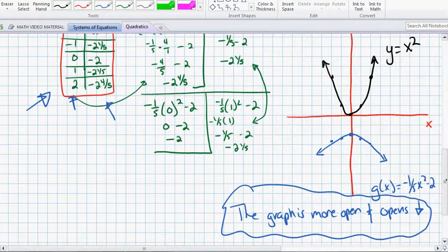So I'm going to finish this video, and then if you'd like to see how to graph them using the vertex and the axis of symmetry, then watch the next video.